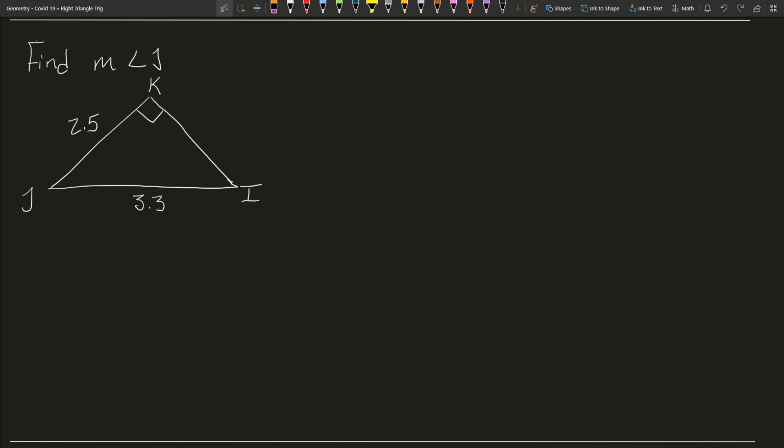All right, I want to do one more example of this type of problem, and then we'll move on just a little bit. So another example, again, directly from your homework. Find the measure of angle J given this triangle with sides 2.5 and 3.5.